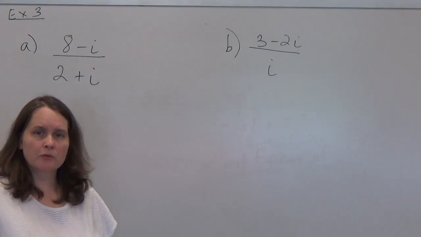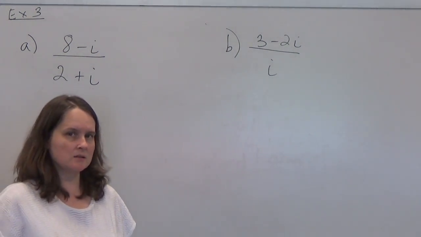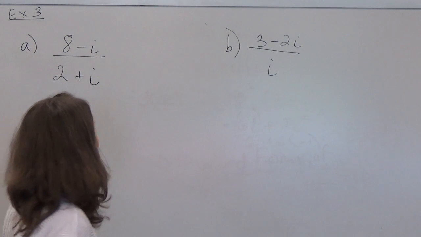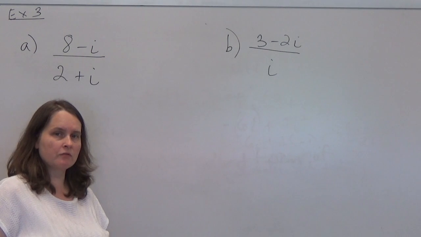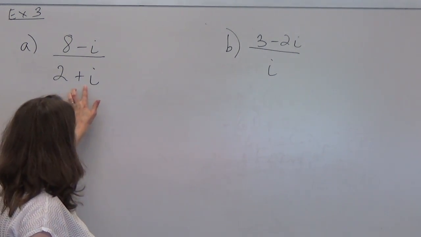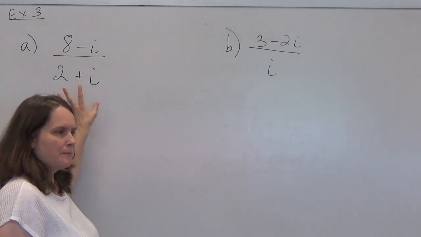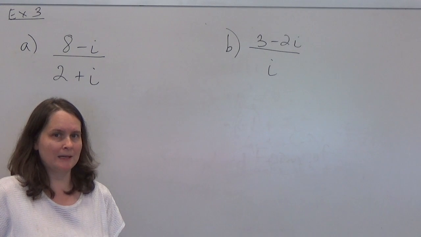So for example 3, we are asked to write each quotient in the form a plus bi. So again, we're asked to write this in the standard form for a complex number. Of course, this is not in a plus bi form because this is a big fraction. And with us having two separate terms in the denominator, we cannot just manipulate this using basic arithmetic to get it in the form that we need it in.